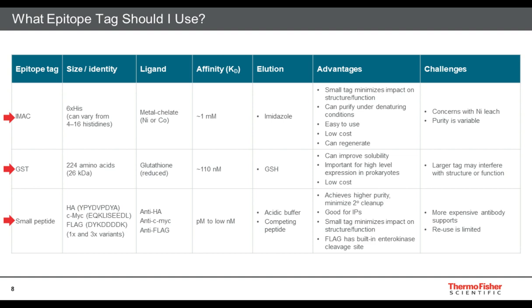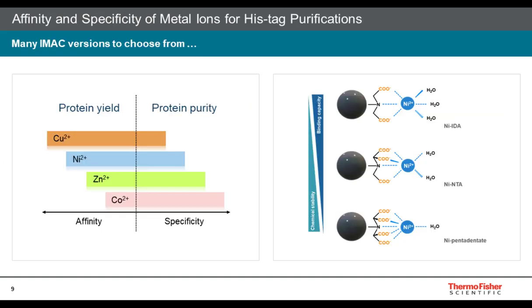However, these tags are really popular for immunoprecipitations and are often used for larger scale purifications when IMAC resin just doesn't cut it with respect to purity. In addition, the flag tag has a built-in enterokinase cleavage site, which provides another strategy for eluting from columns and makes the tag removal from the N-terminal tag proteins easy.